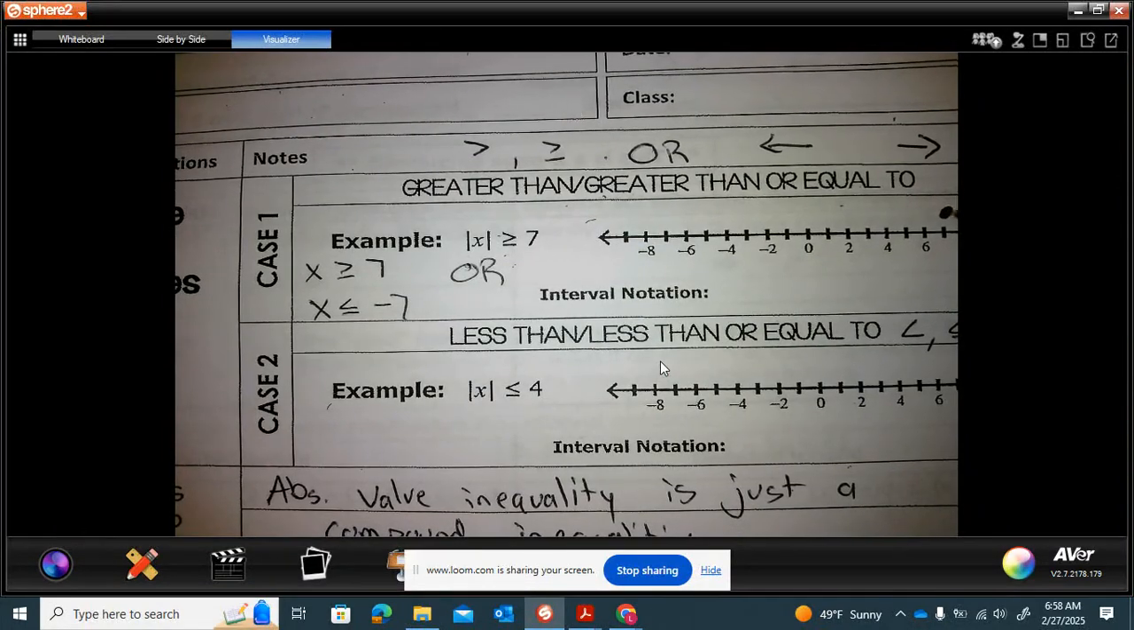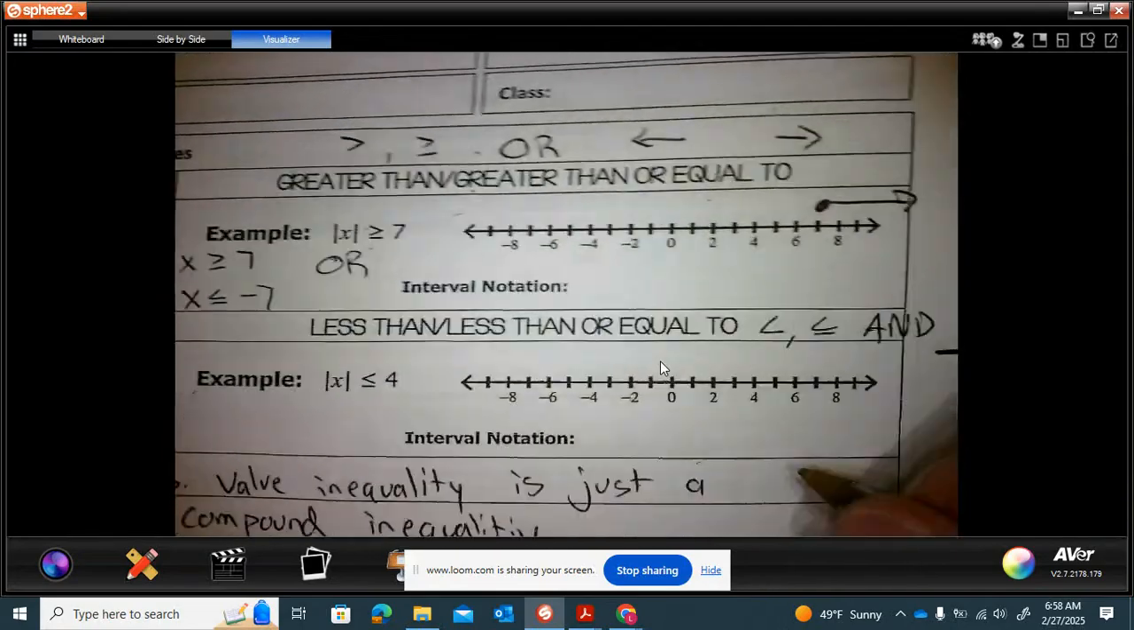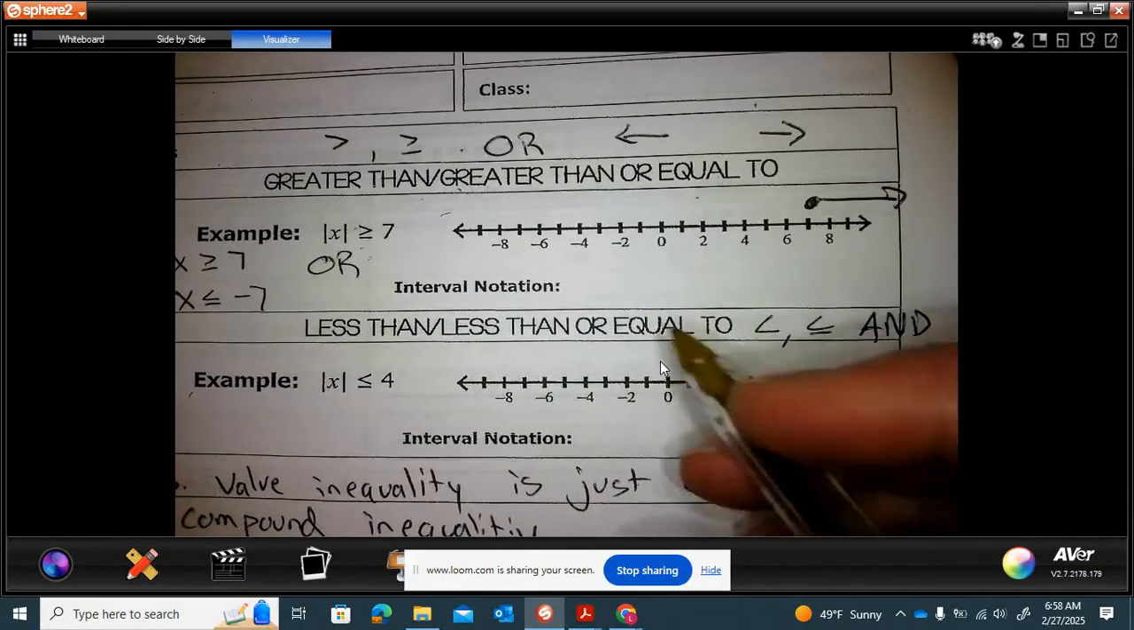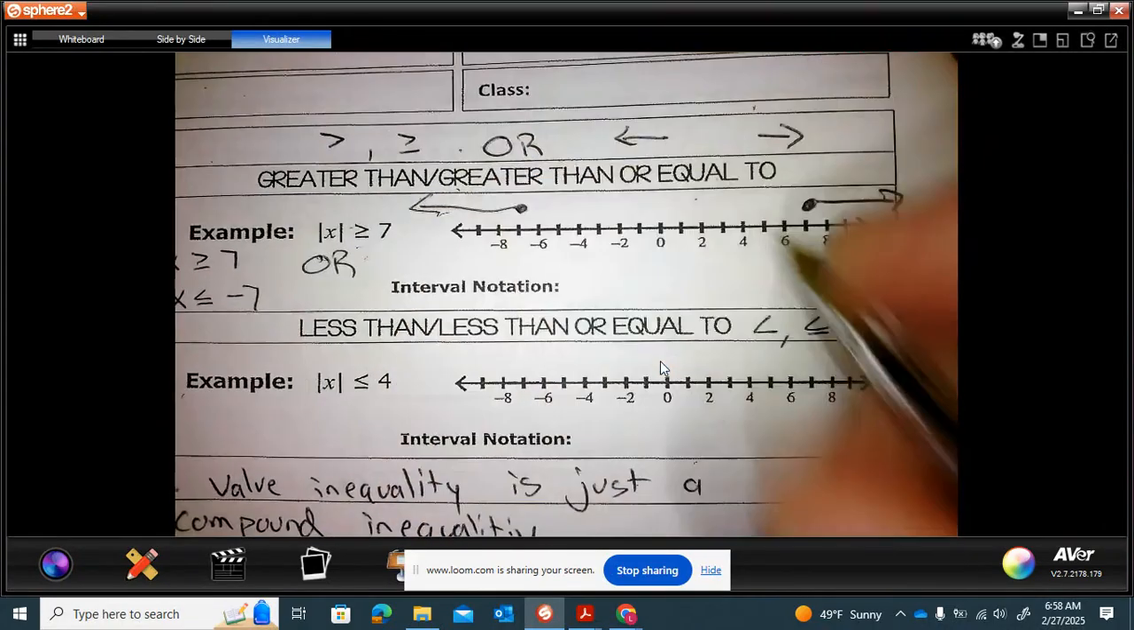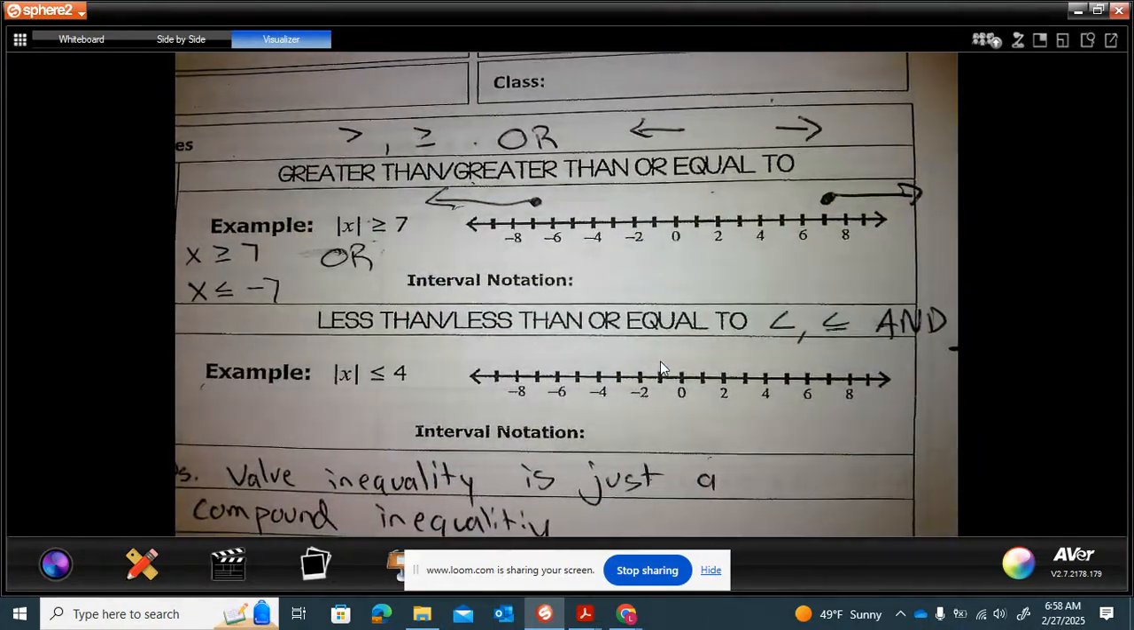They're going to both have closed circles, and they're going to be shaded. There you go, shaded to the right. And then at negative 7, closed circle, shaded to the left, or always goes out like that.